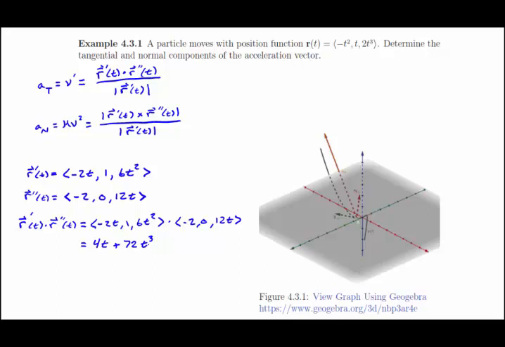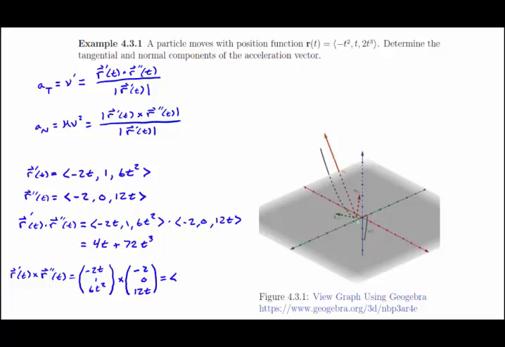Then we're going to need the cross product. So let's see. I want r prime of t crossed with r double prime of t. So I want negative 2t, 1, 6t squared crossed with negative 2, 0, 12t.